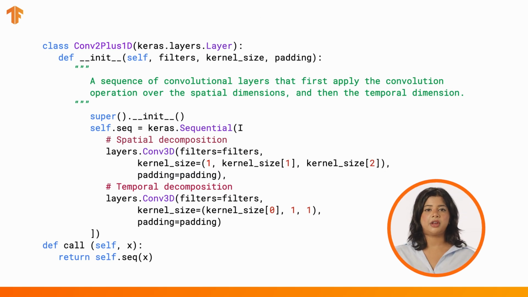Now let me show you how to implement a 2+1D CNN by creating a custom Keras layer class. There's a tutorial in the TensorFlow documentation on how to make new layers and models via subclassing, which you can find in the description. We create a Keras sequential object and then add 2 conv3D layers to it. For the kernel size arguments, the dimensional order of the tuple is time, height, and width. For the spatial part, set the time part of the tuple to 1. For the temporal part, set the height and width parts of the tuple to 1.